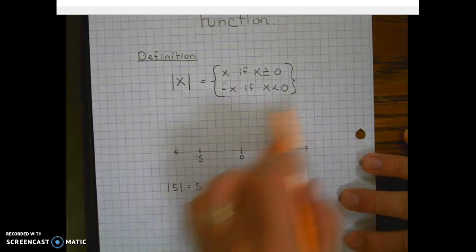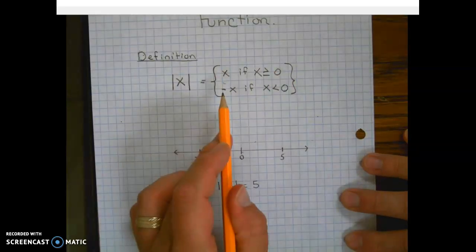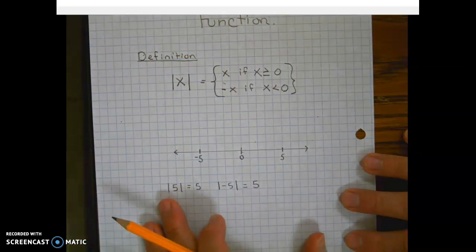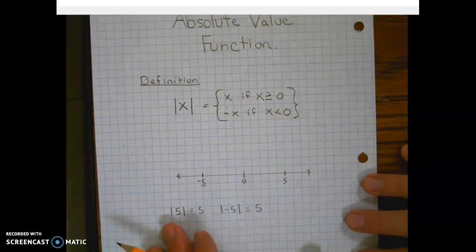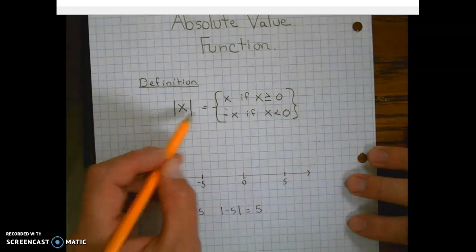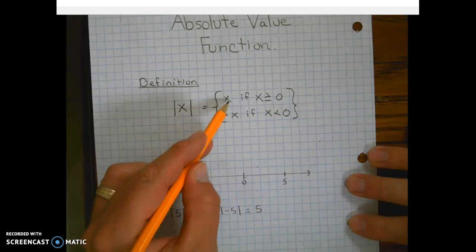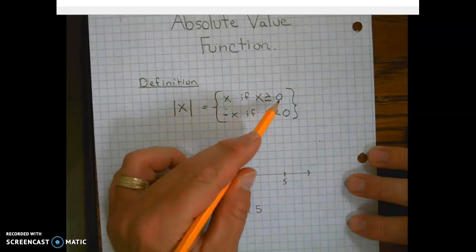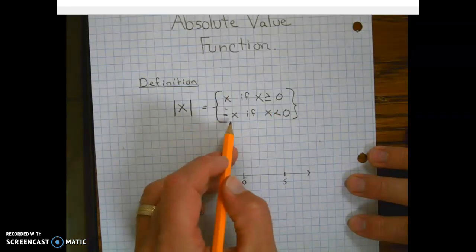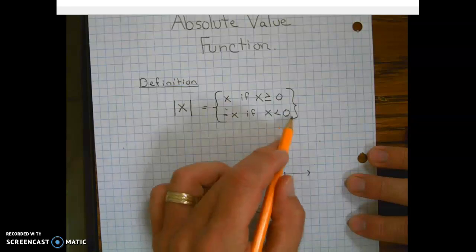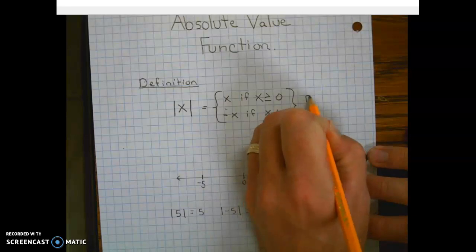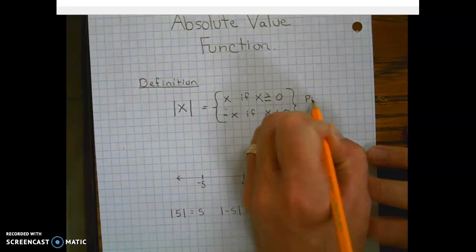Now we're going to look at a more formal one. And this definition is going to be very important when we solve absolute value equations. Okay, so here's the definition. The absolute value of x is equal to x if x is greater than or equal to 0. The absolute value of x is equal to -x if x is less than 0. So this is what's known as a piecewise function. If I can spell piecewise.